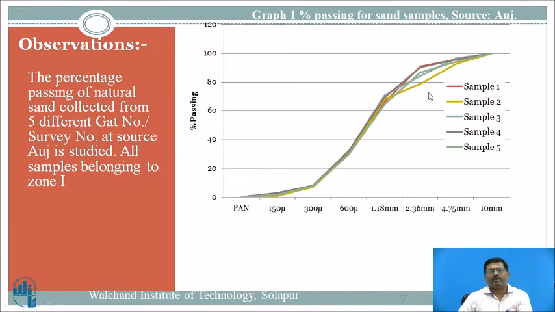Now, the graph is also plotted here, if you can see. Sample 1, 2, 3, 4, 5. Sample 1 is AU1, and if you observe sample 1, it is a little finer. The greenish yellow color is sample 2. So from 5 different locations the sand is collected, and all the sand samples belong to zone 1. So what is our conclusion for Aus? The sand from the Aus location is zone 1, and this is the graph of percentage passing.